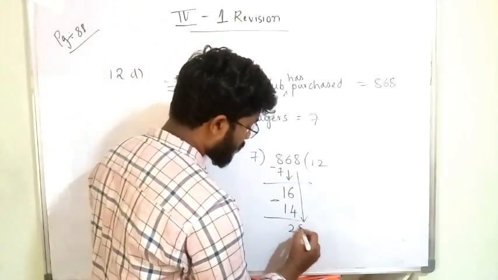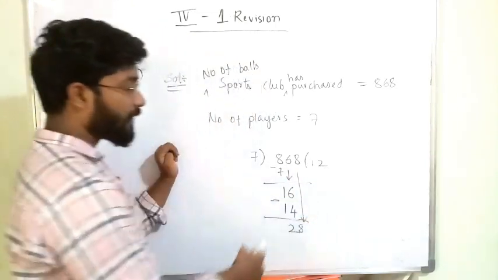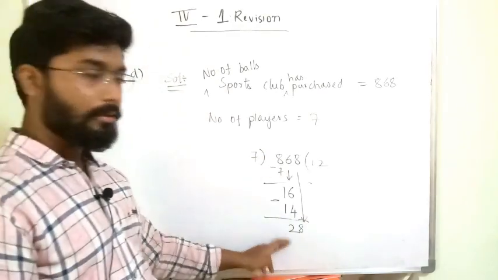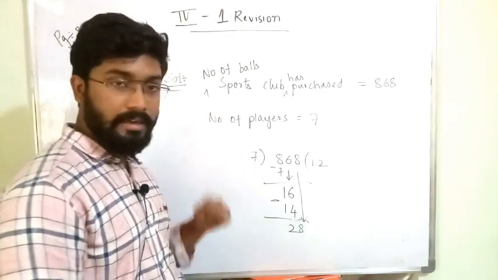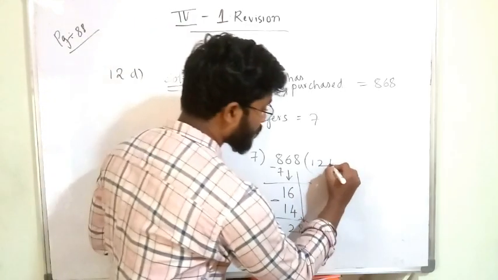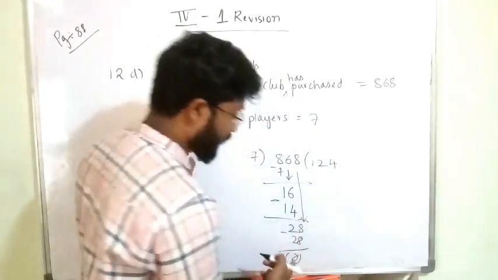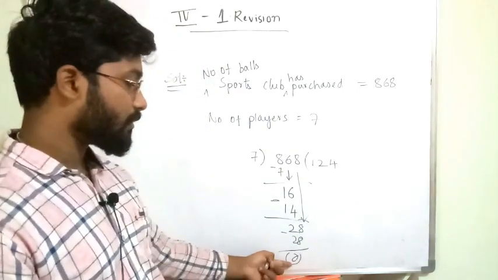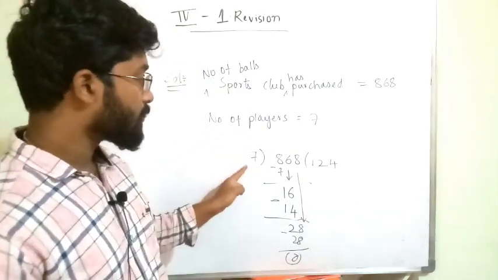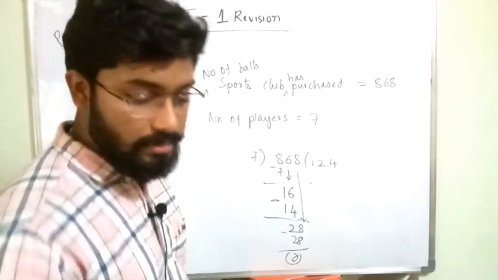In the 7 table will you get 28, if you are bringing down 8? Will you get 28 in your 7 table? Yes, 7 4s are 28. So if you do 28 minus 28, this is 0. So this number is completely divided by 7.